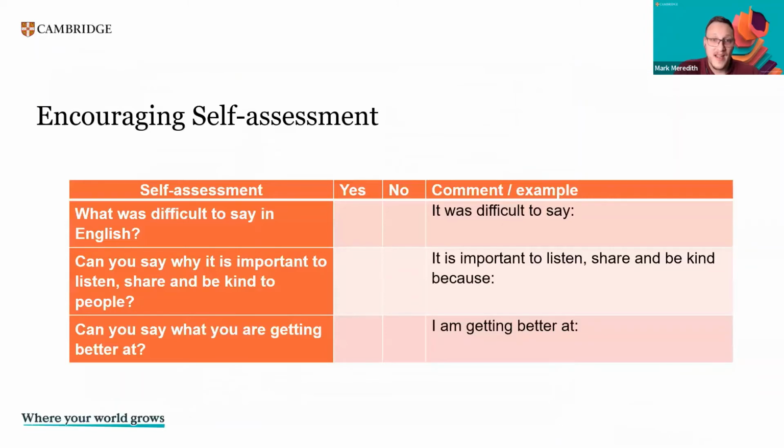Nice. We were also going to mention it could be a nice opportunity for individual self-assessment as well. We could do that with simple activities like this. This one is more focused on the learners paying attention to their own performance, to say what was difficult to say in English. Was there anything? Yes, no. If there was, it was difficult to say. And then they can write down and start to reflect on what was challenging for them.